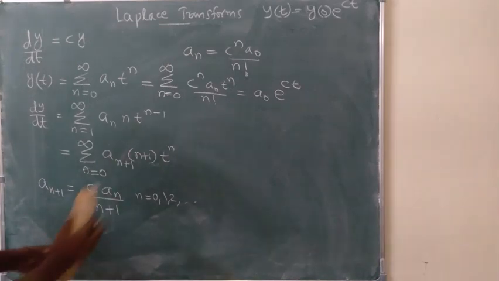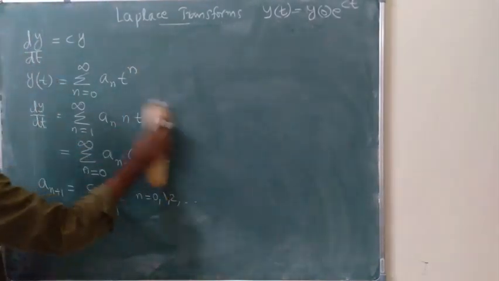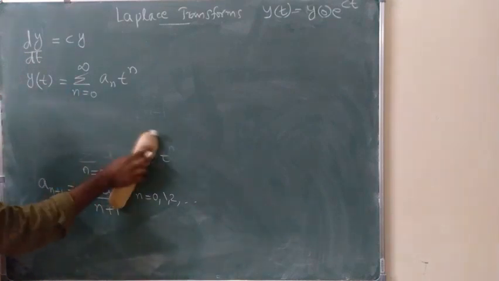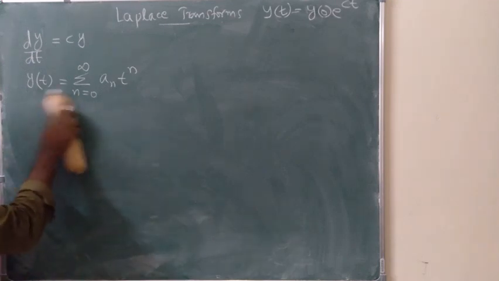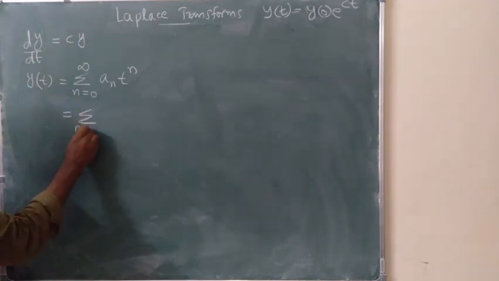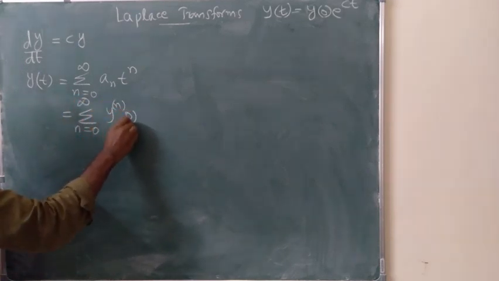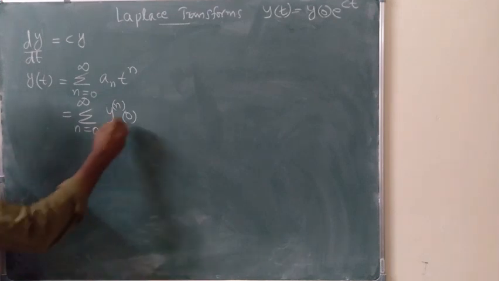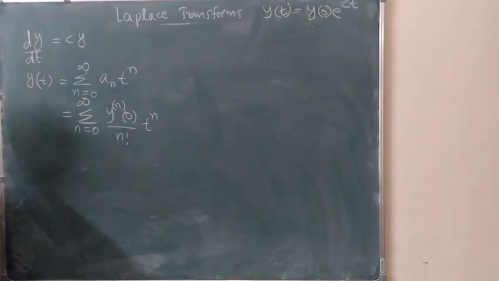Now this power series expansion of the solution y(t) has some connection with the derivatives of y. We know that relation is the sum from n equals 0 to infinity of y^(n)(0), the nth derivative of y evaluated at 0, divided by n factorial, times t^n.